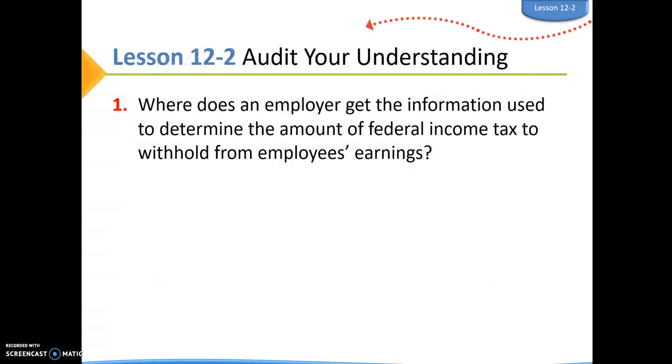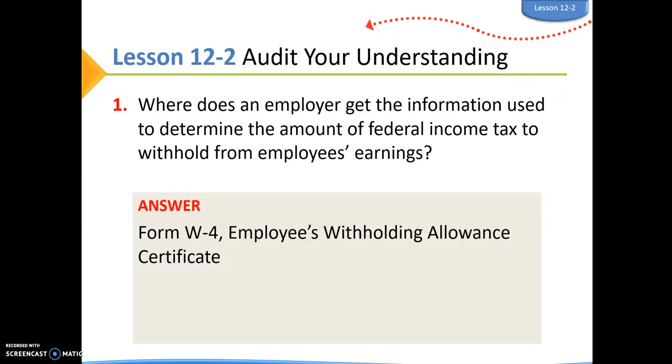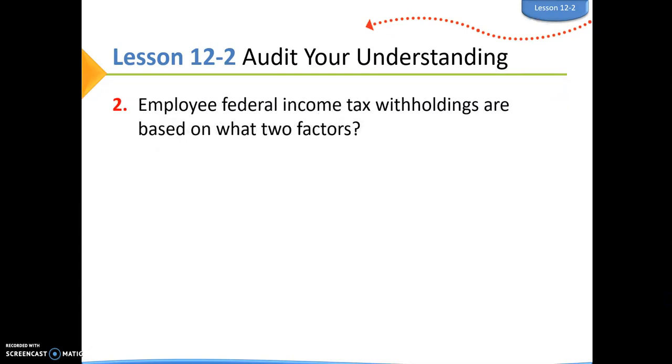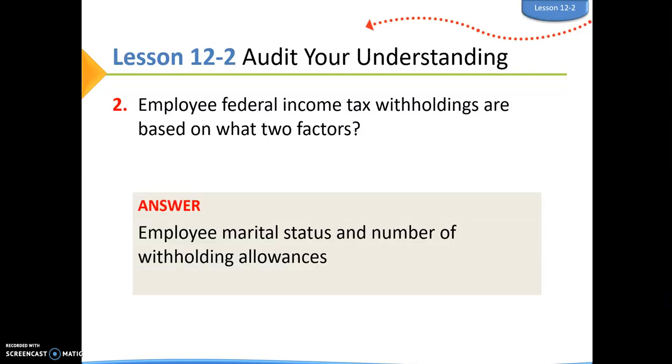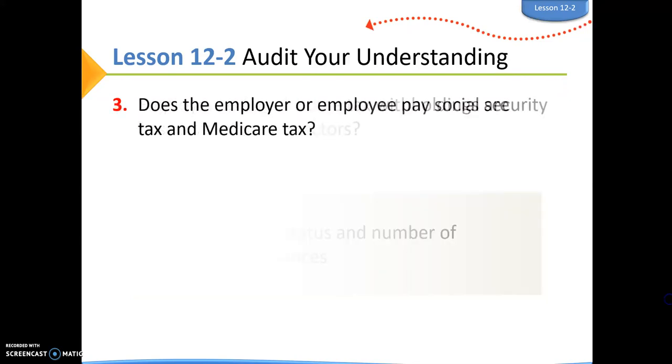Where does an employer get the information used to determine the amount of federal income tax to withhold from employees' earnings? Form W-4, the Employee's Withholding Allowance Certificate, which everyone needs to fill out when they start a new job. Employee federal income tax withholdings are based on what 2 factors? Employee marital status and number of withholding allowances.